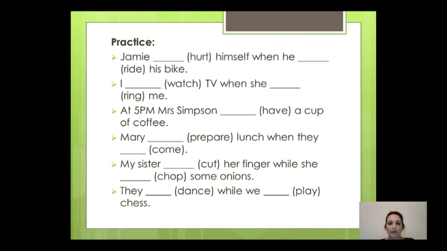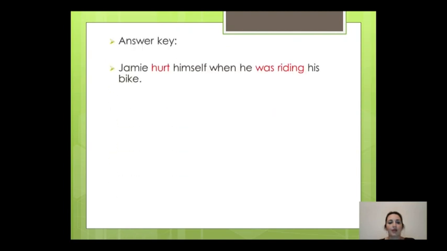Are you ready? Let's do them. Jamie hurt himself when he was riding his bike. So the second action was longer, that's why it's used in past continuous. Dakle, on je vozio bicikl when he hurt himself, kada se povredio. Ova radnja je po pravilu izražena simple past.